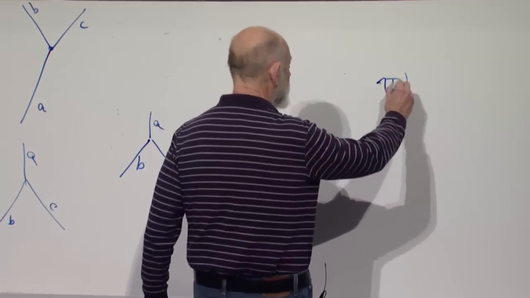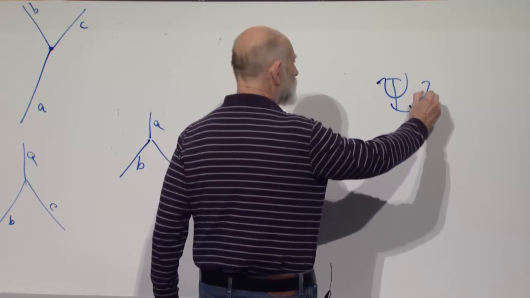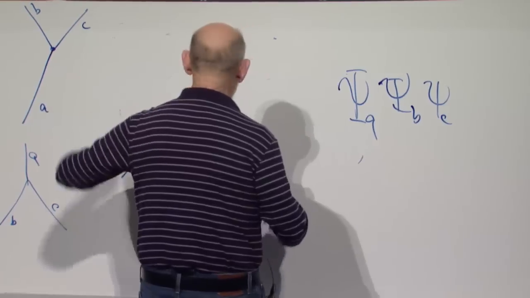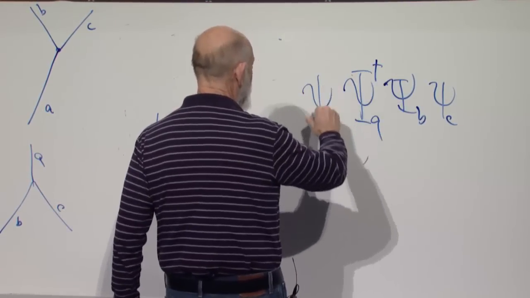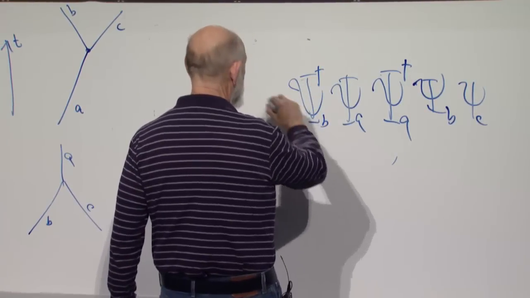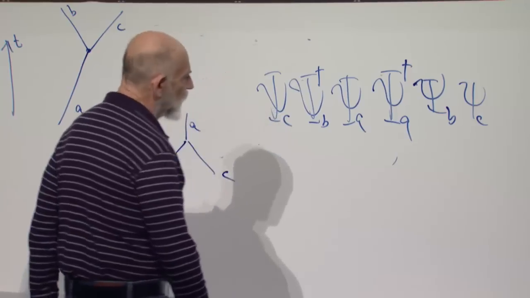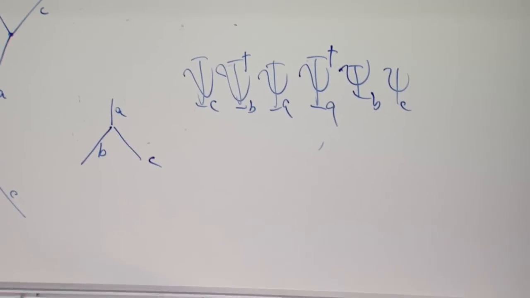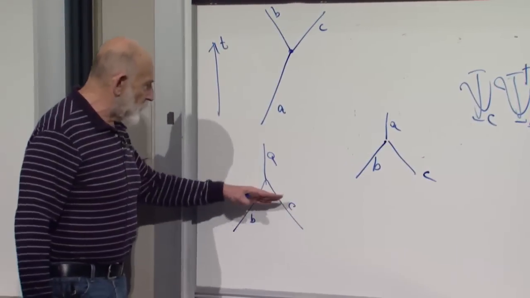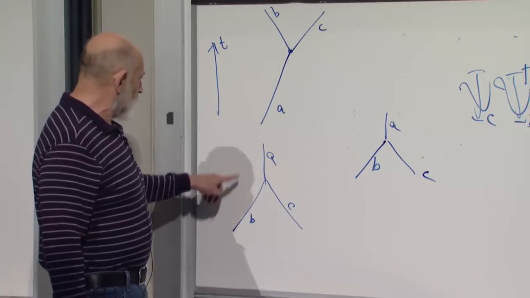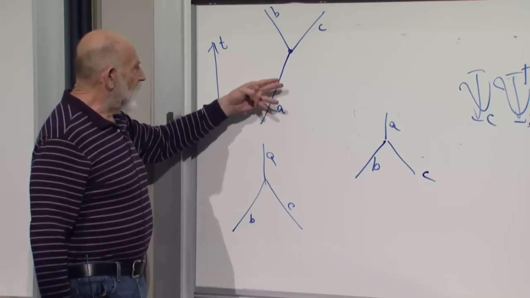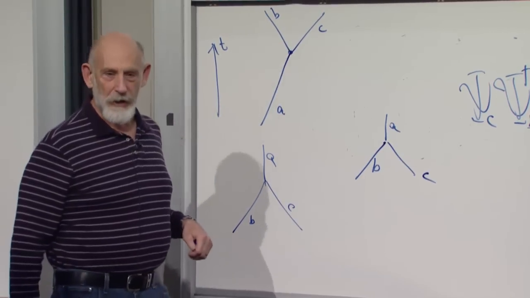It's got psi B psi C times psi dagger A, and then psi dagger A, then psi A, psi B, psi C. A big mess. That's the square of a term, or a piece of the square of the term of the Hamiltonian. But it's very easy to see what it says. It says it takes a B and a C and it makes an A, and it takes a B and a C and turns it into an A, and then it takes the A, annihilates the A, and puts back a B and a C.